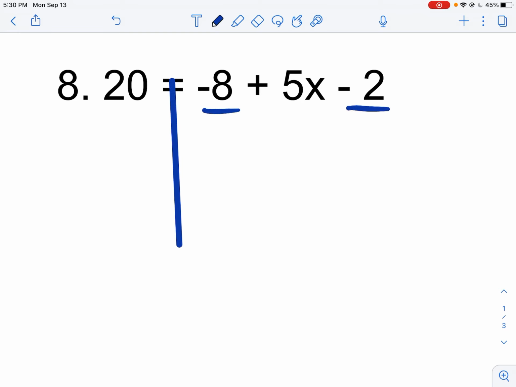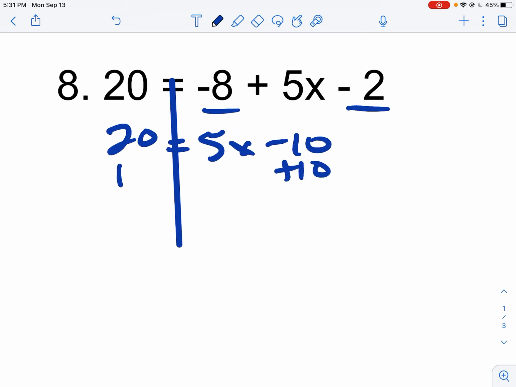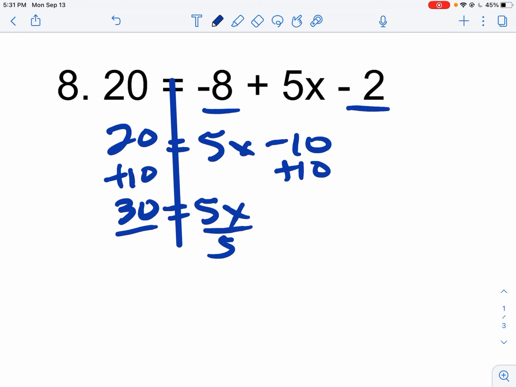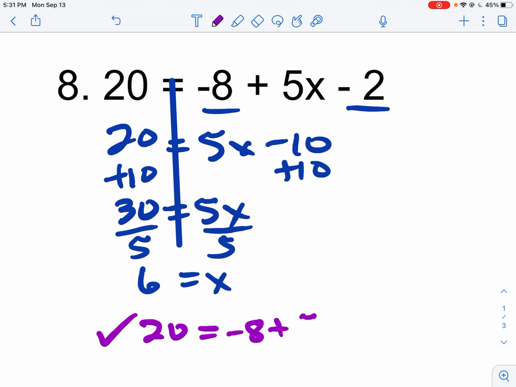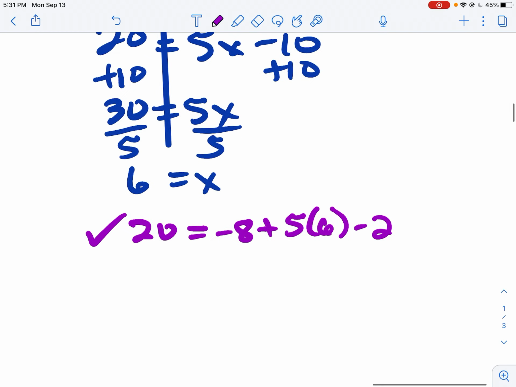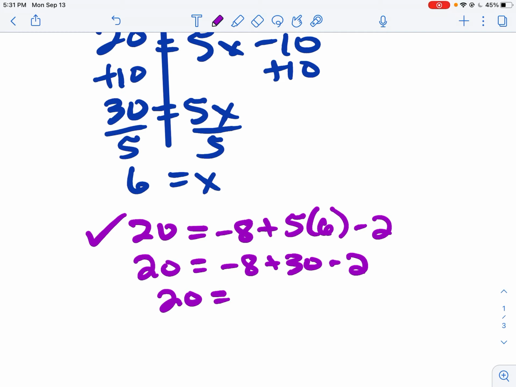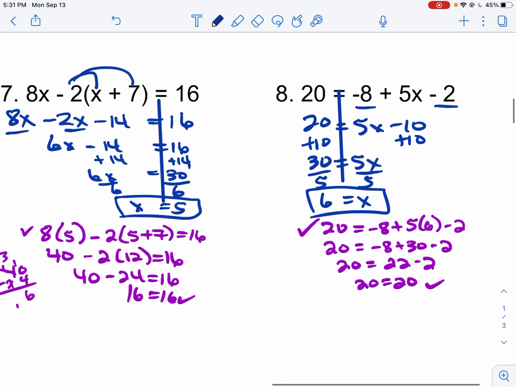If you didn't get the same answer, then that means that you needed to redo the problem. So in this one, I don't have any distributive property, but I do have combining like terms. So 5x minus 10. So I add 10 to both sides of the equal sign and I get 30 equals 5x. I divide both sides by 5 and I get 6 is equal to x. Then I check my work to make sure that I've done the correct work. Negative 8 plus 5 times 6 minus 2. 20 equals negative 8 plus 30 minus 2. 20 equals 22 minus 2. So 20 equals 20. Hooray, got the right answer.